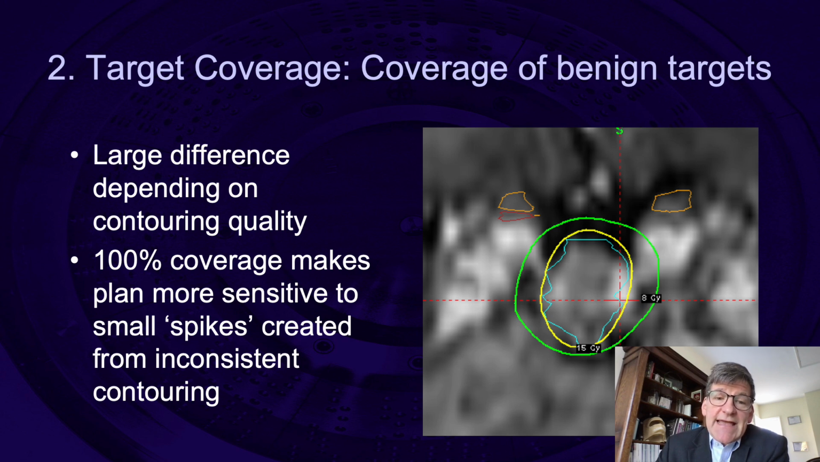But what you can see here is we're covering this with 15 gray, but actually it effectively looks like we're adding a margin, and that's because we're covering 100% of the target. We're covering all of those little spikes that are probably just small wobbles on the mouse when this contour was created. And so that effectively increases the volume that we end up treating.